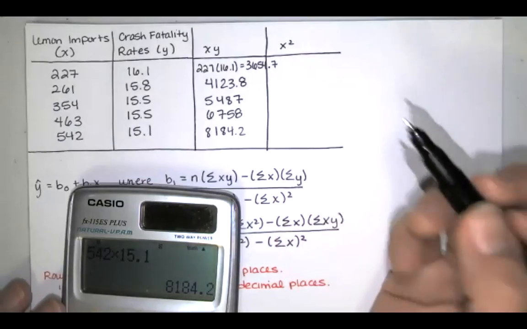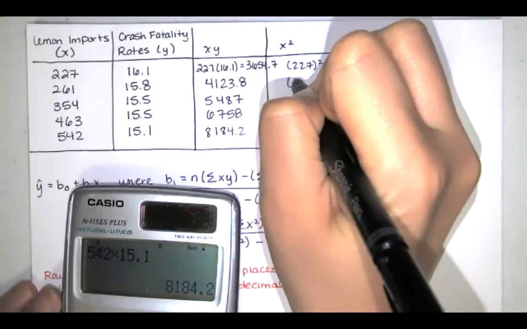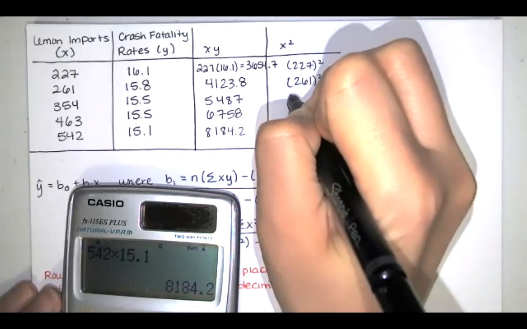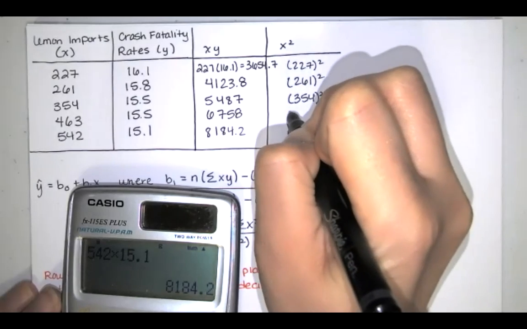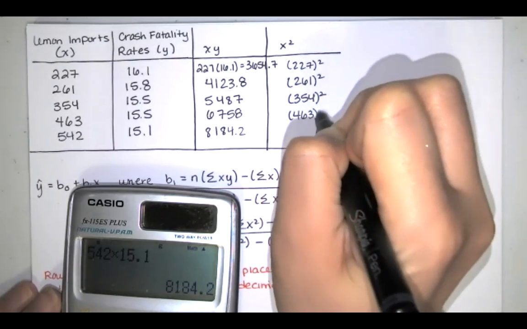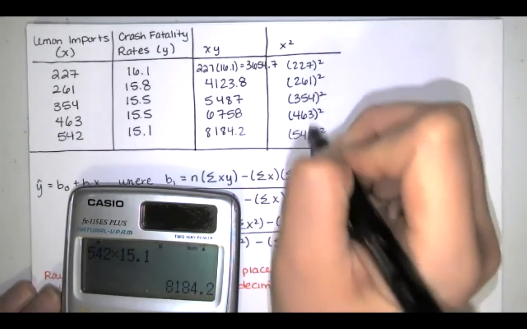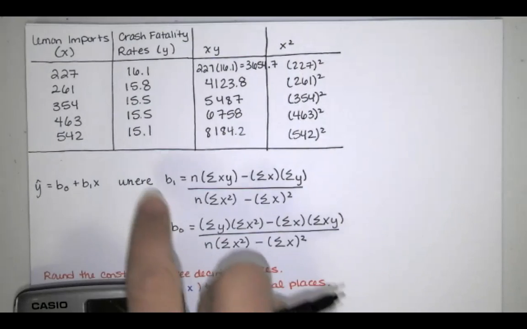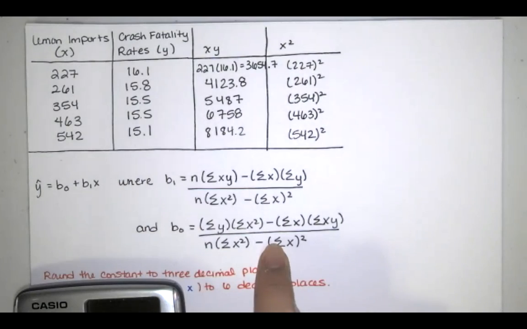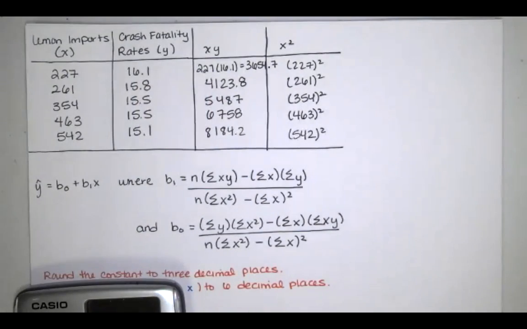Now over here in the x squared column, we're just going to take each of our x values and square them. I actually might just leave that as it is. I don't need to know what each of those individual x values squared is. I just need to know what the sum of those is. So in order to get ready to use these formulas, I will take each of these columns and add all the values in the columns now.